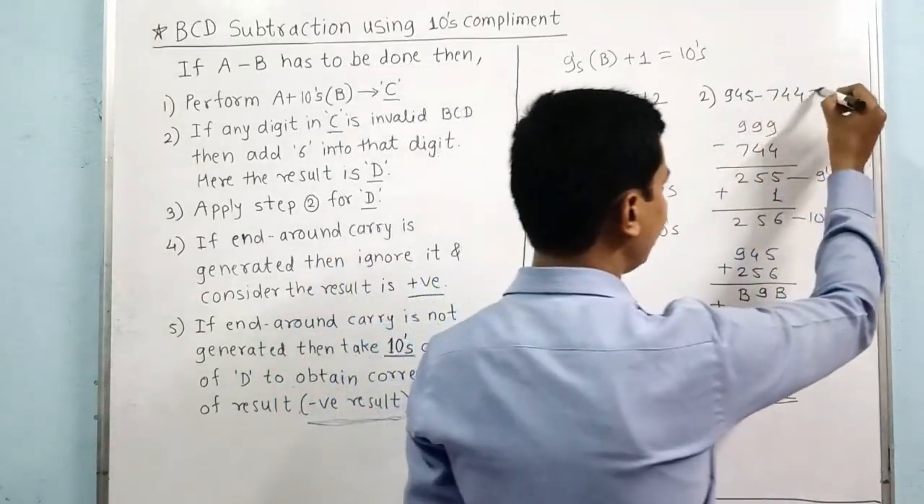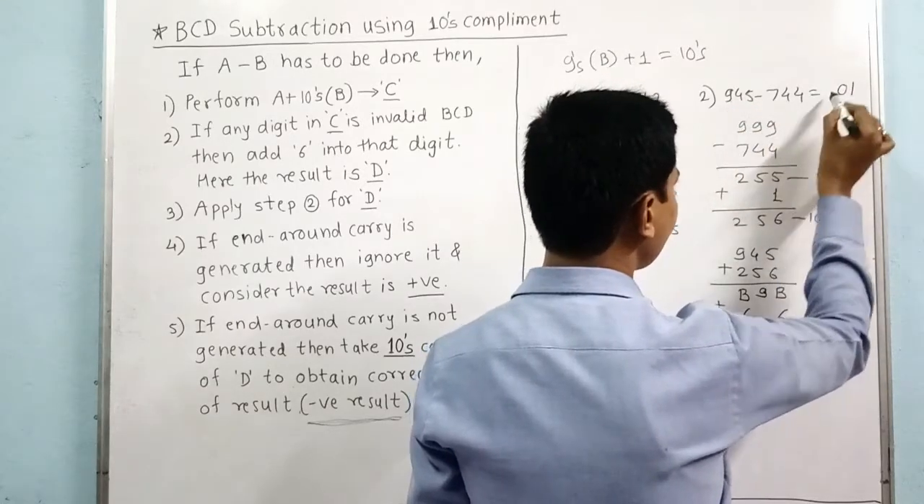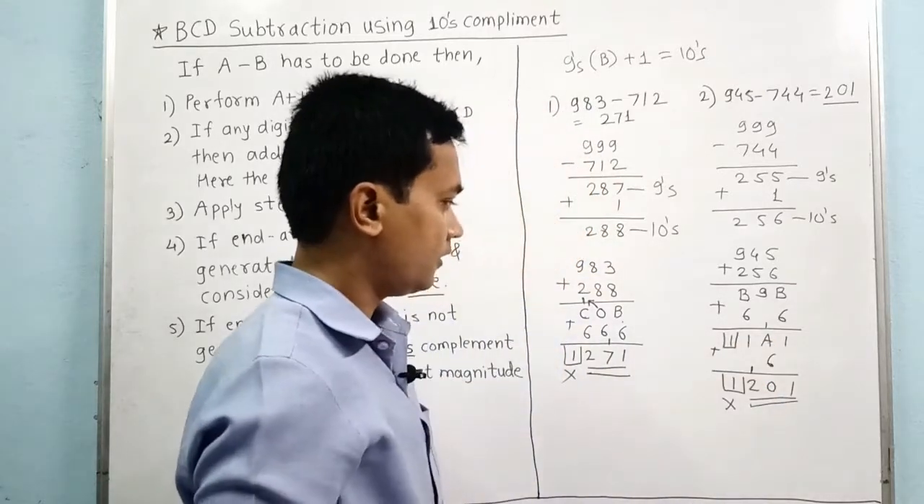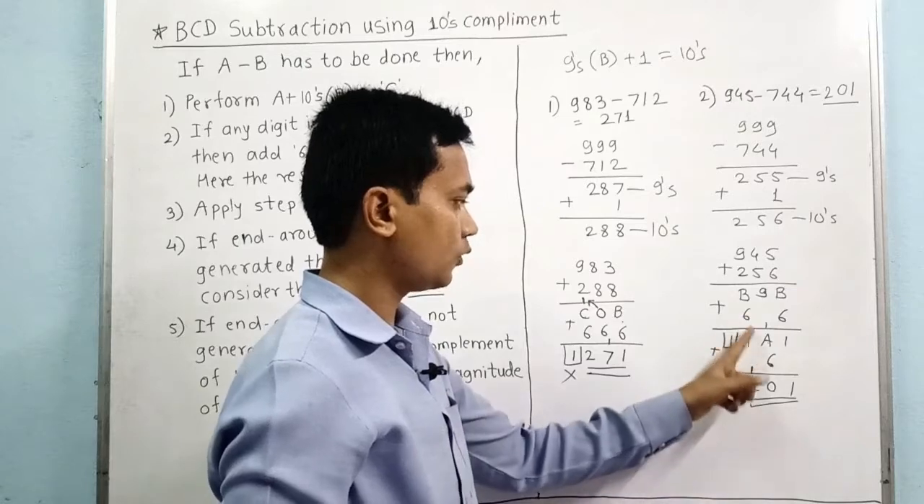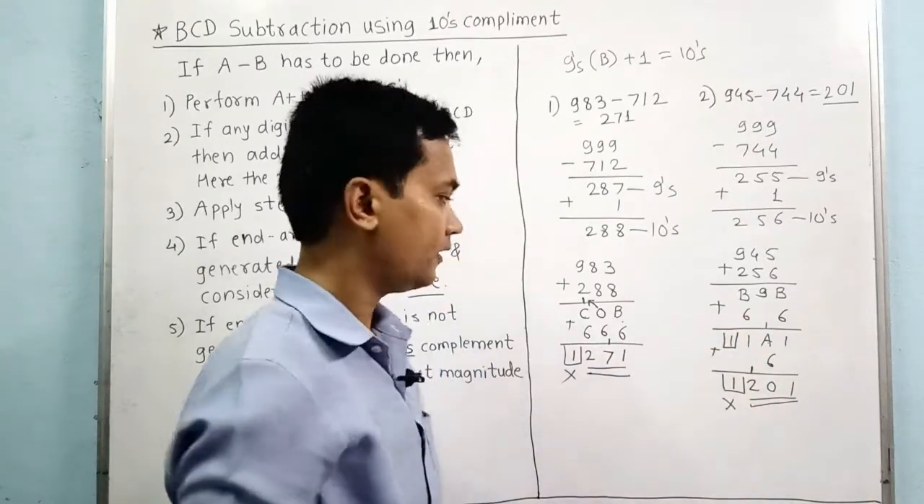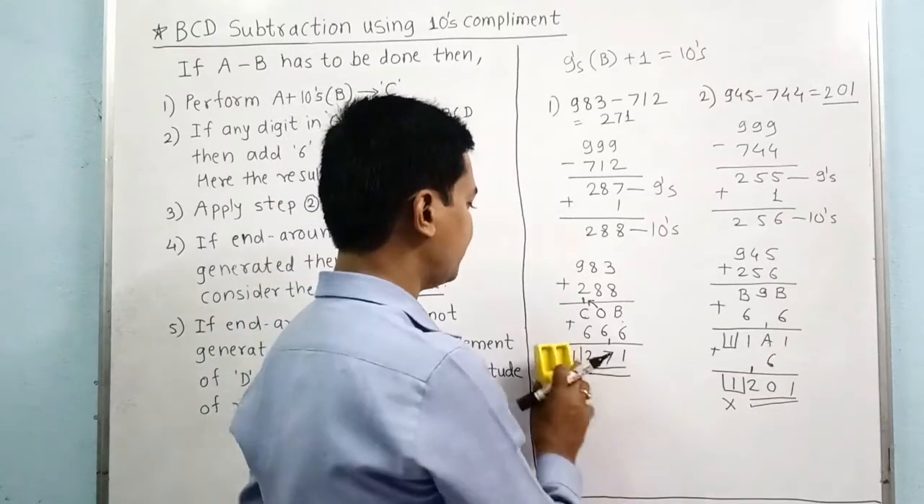5 minus 4 is 1. 4 minus 4 is 0 and 9 minus 7 is 2. So 201 is obtained here. So this is how we can perform this, adding 6 two times into the invalid BCD. Now let us see some more examples.